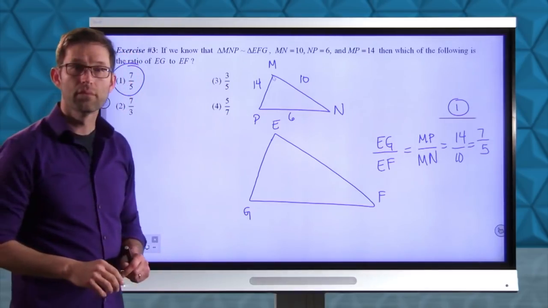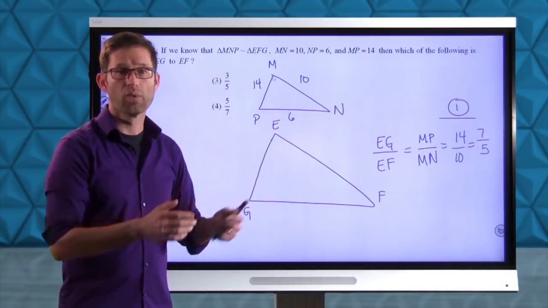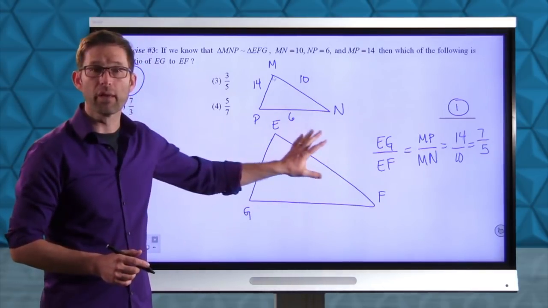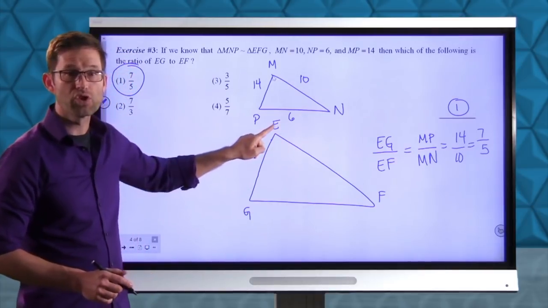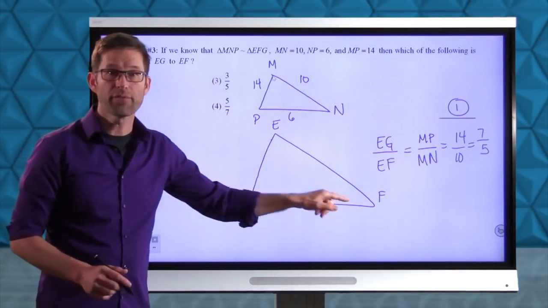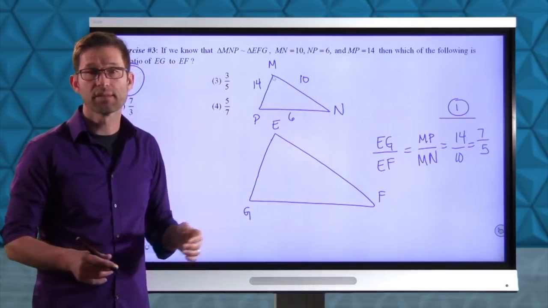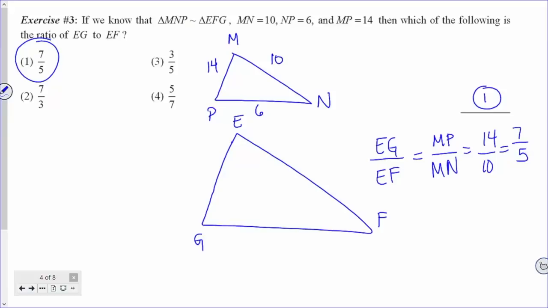All right? The ratio of relatively positioned sides is always equal in similar triangles. So even though I don't know anything really about EFG other than it's similar to MNP, if I want the ratio of EG to EF, that's the same as MP to MN. It's that simple. Let me step out of the way so you can write down anything you need to about this problem.